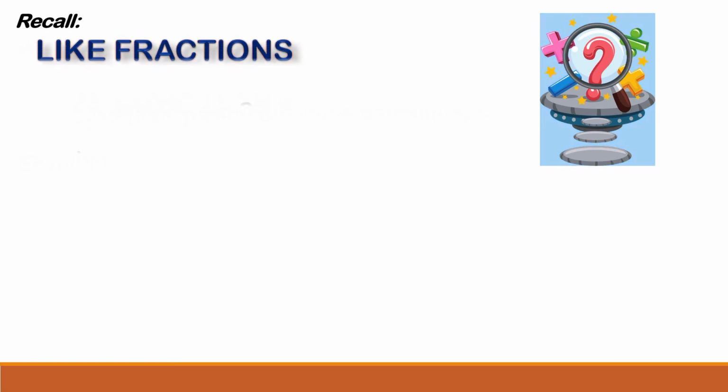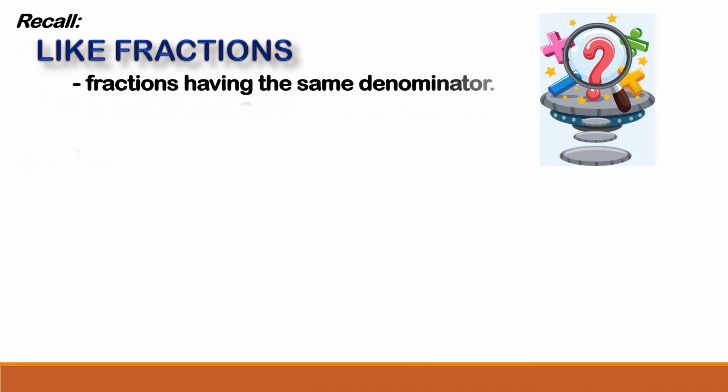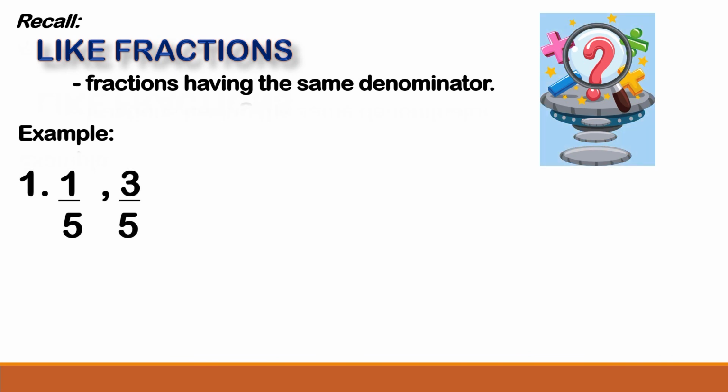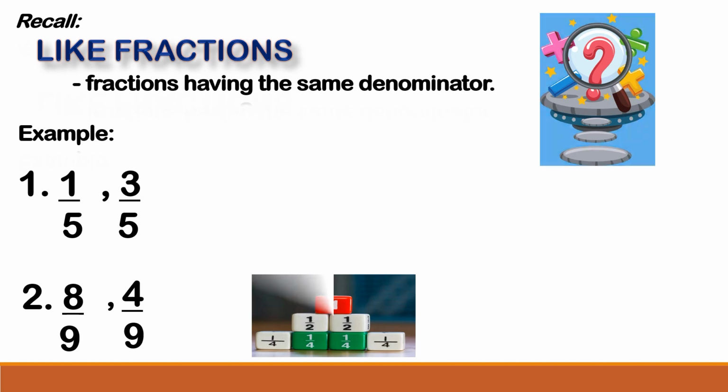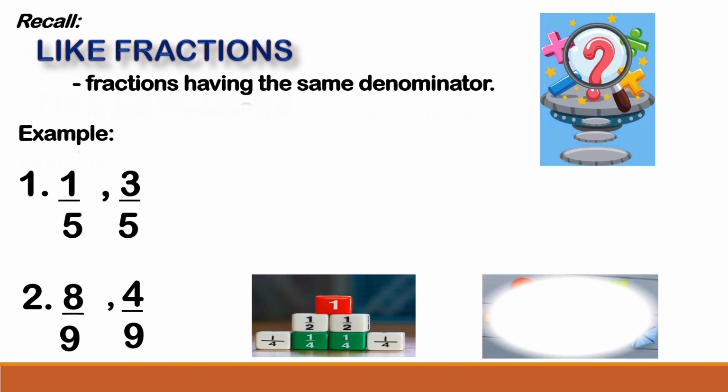Before we start, do you still recall about like fractions? So what are like fractions? Like fractions are fractions having the same denominator. Say for example, we have 1/5 and 3/5. In here, we have the same denominator which is 5. And for the second example, we have 8/9 and 4/9, and we have the same denominator which is 9. So again, like fractions are fractions having the same denominator.